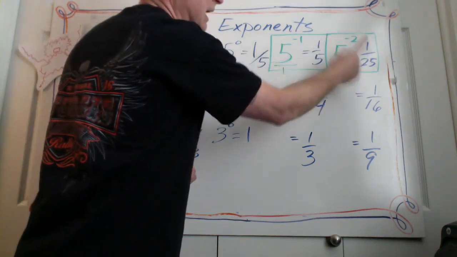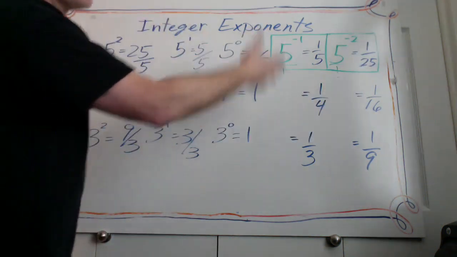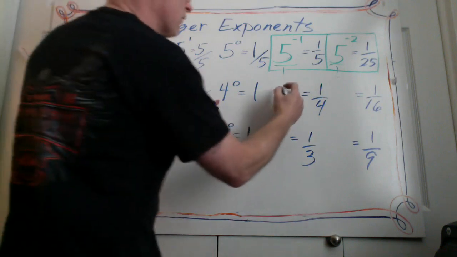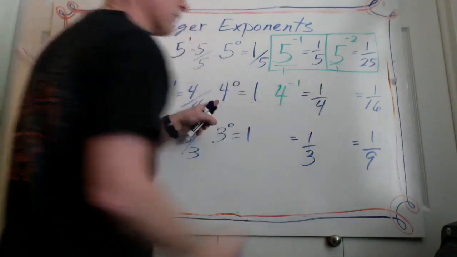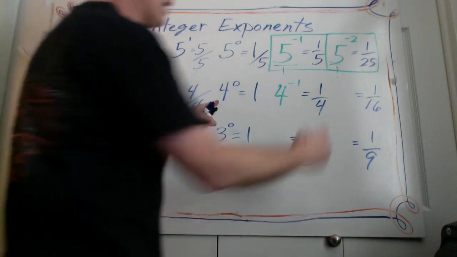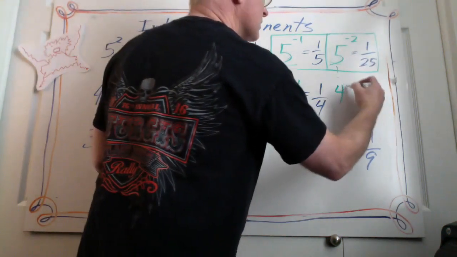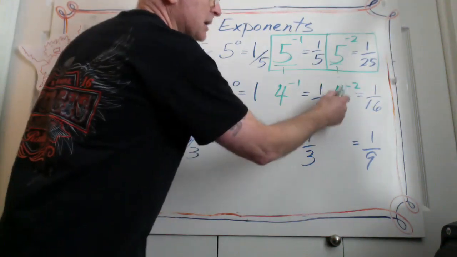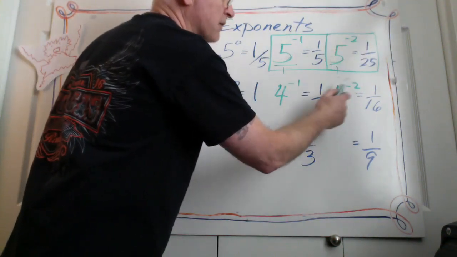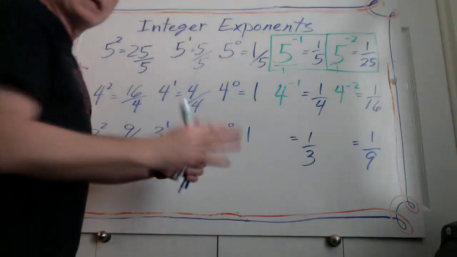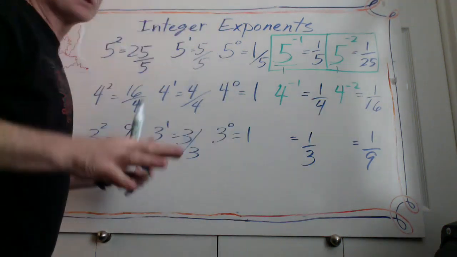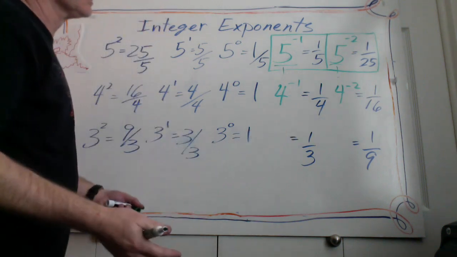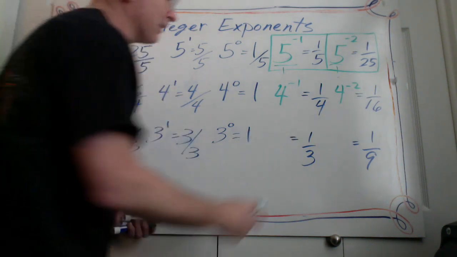I move it and the exponent becomes positive, and then I know what 5 squared is: 25. So what is this going to be? This is going to be 4 to the negative first. And then this is 4 to the negative second power. That tells me it's supposed to be on the bottom of the fraction, and 4 squared is 16, and my negative is gone. That's the thing that's really going to bother a lot of you, is why isn't it negative? Well, it's not. That's all you need to know for right now.